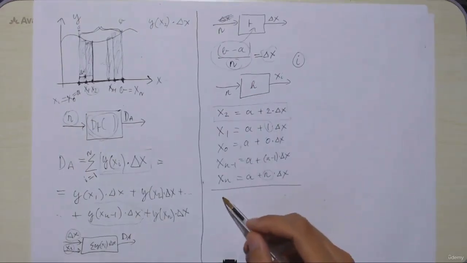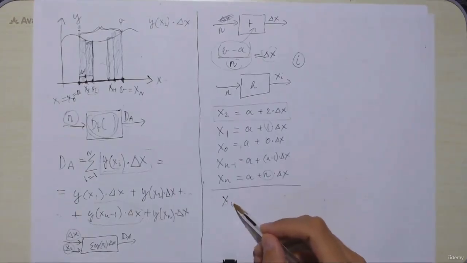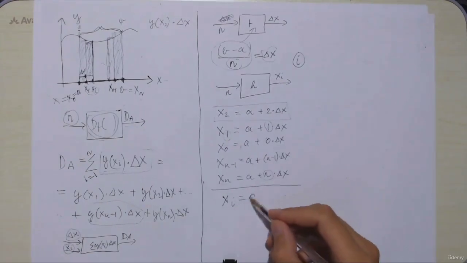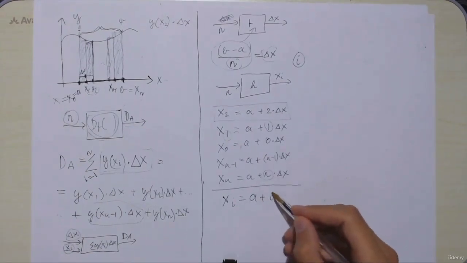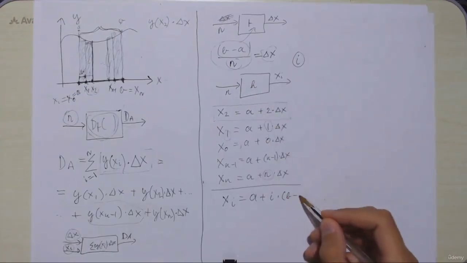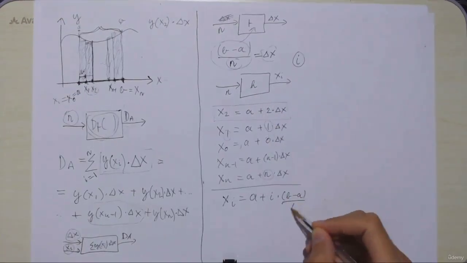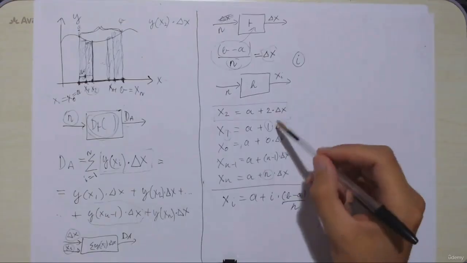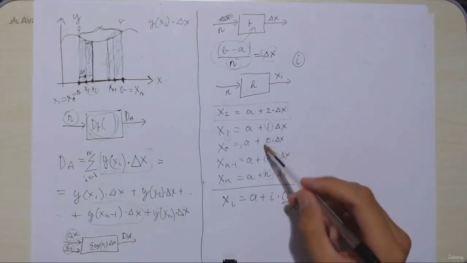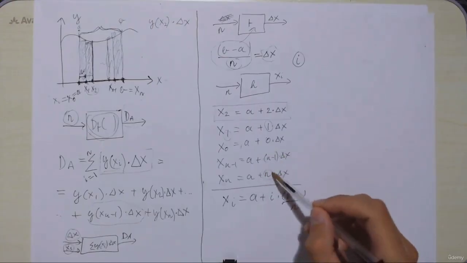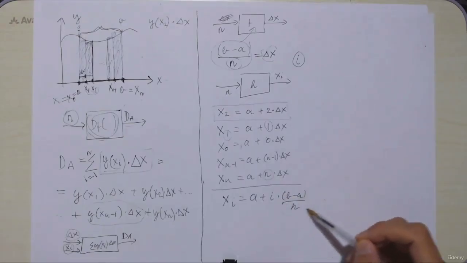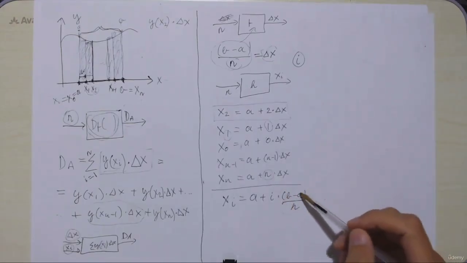So we can say that xi equals, this is the subindex i, a plus i times, and instead of delta x we put b minus a divided by n. You see? So this becomes i here. These terms become i. They are the subindices. And then instead of delta x you put this expression.